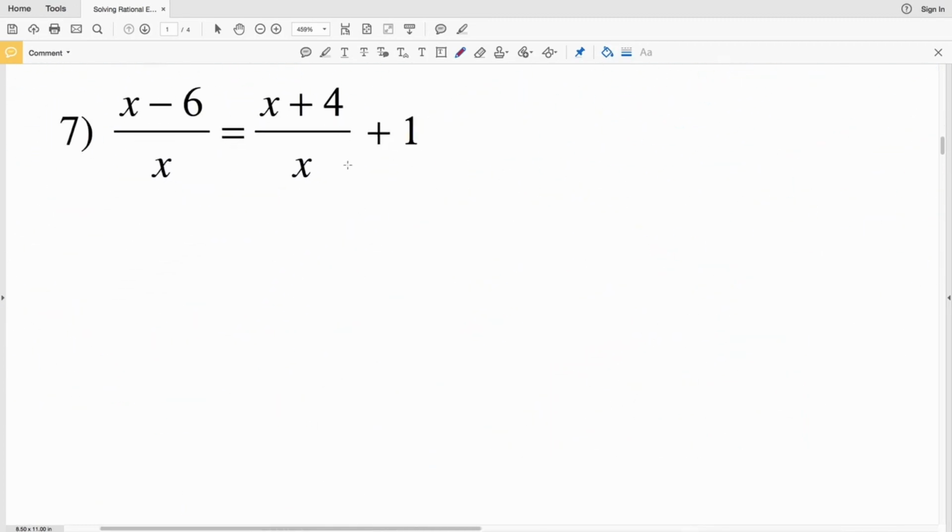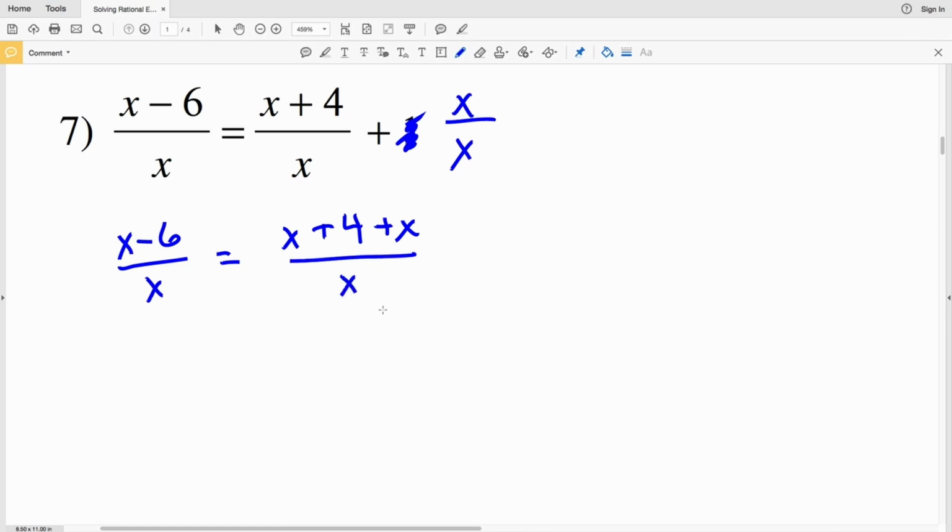And number 7, we have x minus 6 over x equals x plus 4 over x plus 1. I'm going to start by rewriting this 1. I'm going to rewrite it as x over x, since x over x is equivalent to 1. Now I have a common denominator on the right, so I can combine the numerators. I'll have x minus 6 over x on the left, and that's equal to x plus 4 plus x all over x. So x plus 4 plus x is 2x plus 4 over x.